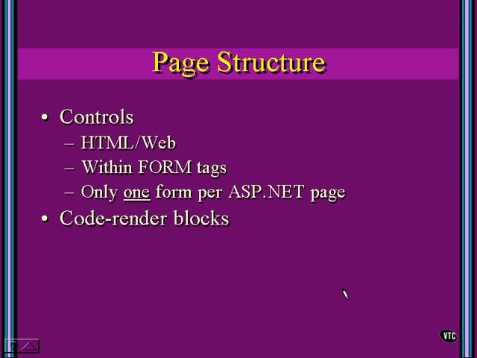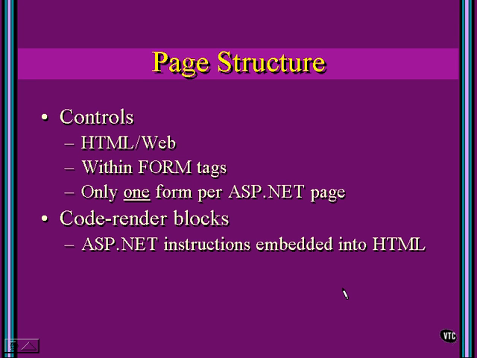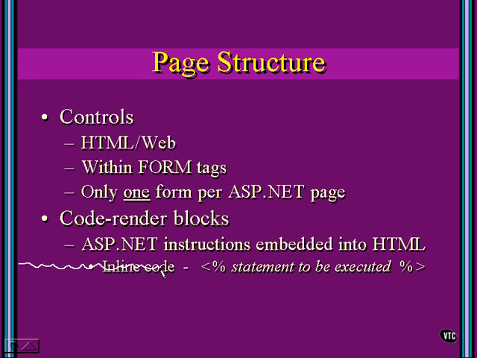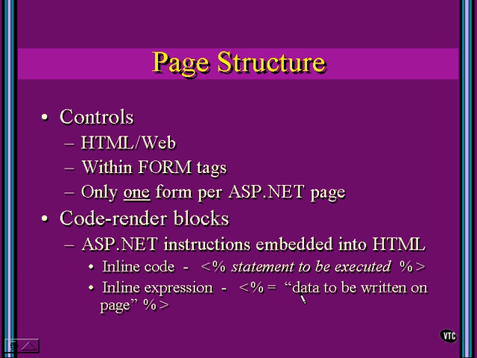Next up is code render blocks. Our code render blocks allow us to embed ASP.NET instructions into our HTML. And there's 2 types of these. The first one is Inline Code. This is where we have typed some HTML, and a squiggly line here is my HTML, okay? And then we want something to happen in ASP, and then we got some more HTML. But we want it to appear just like this, in line with our HTML on the page, and this is how we do it. This right here says, kick this out to the ASP.NET guys and let them run that.